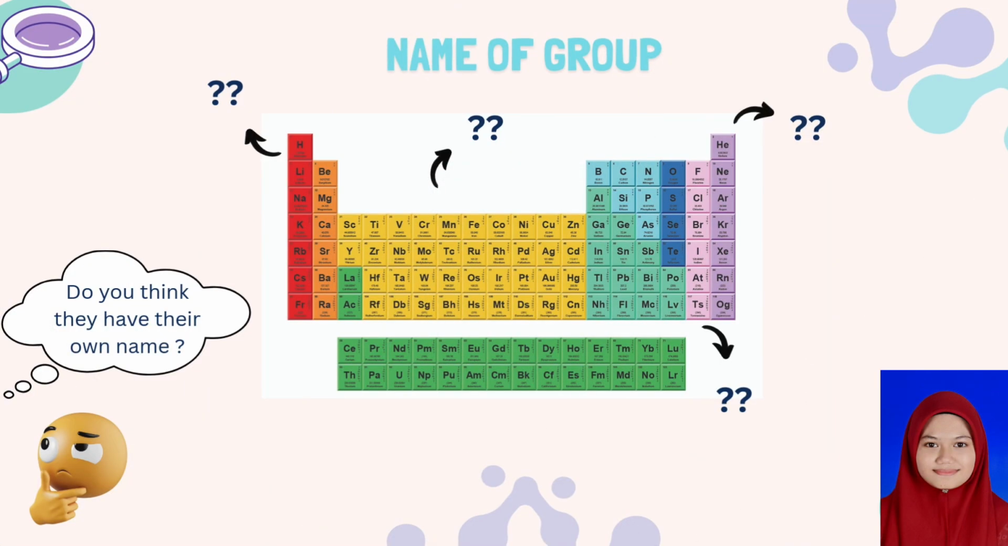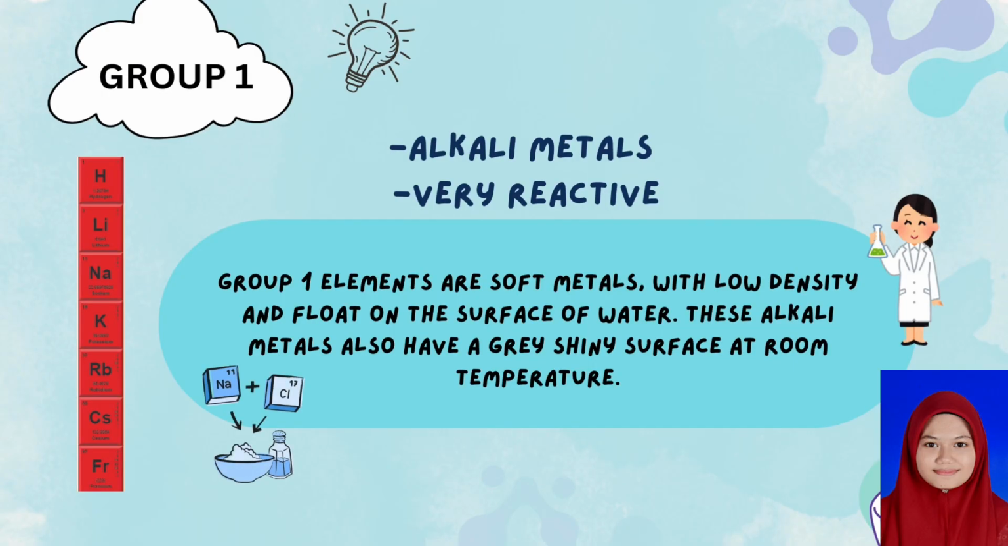In the periodic table, elements are arranged into vertical columns known as groups. Do you think they each have their own name? For the first column, which is group 1, they are called alkali metals. They are also very reactive. Group 1 elements are soft metals with low density and float on the surface of water. These alkali metals also have a grey shiny surface at room temperature.